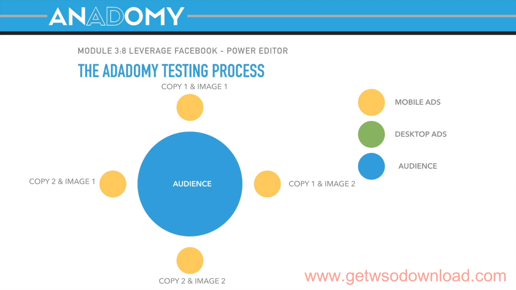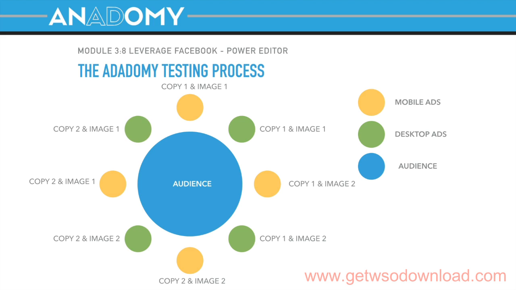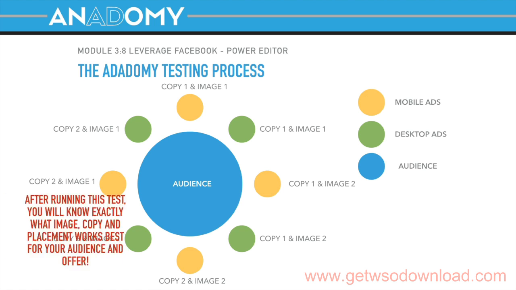But we also need to test our placement, so we're going to roll out some desktop ads as well. So we'll pretty much duplicate the entire process. Copy one with image one on desktop, copy one with a second image on desktop, copy two with image two on desktop, and finally copy two with image one on desktop. I showed you how to duplicate and swap out images inside Power Editor. This might seem like a lot of work up front, but once you get your head around Power Editor, creating all of these different ads once you've written your copy should only take a couple of minutes.